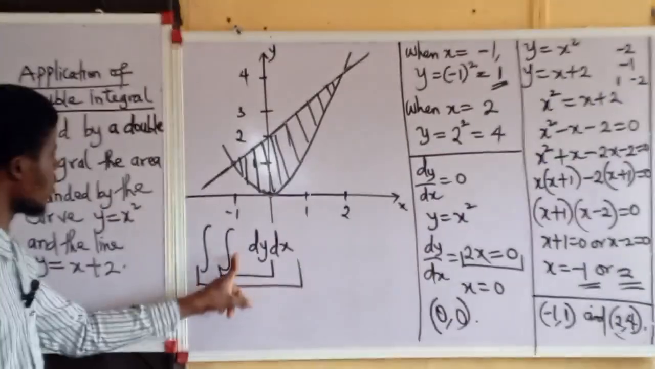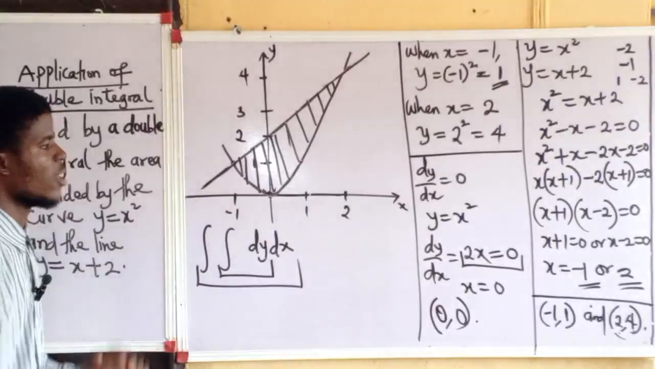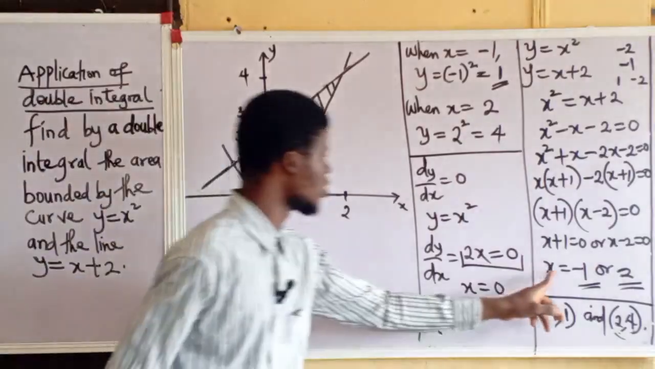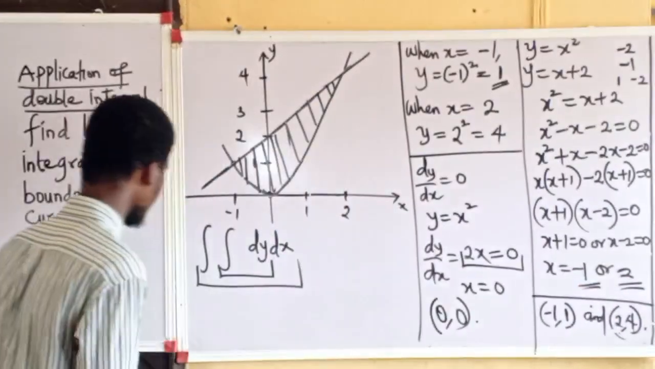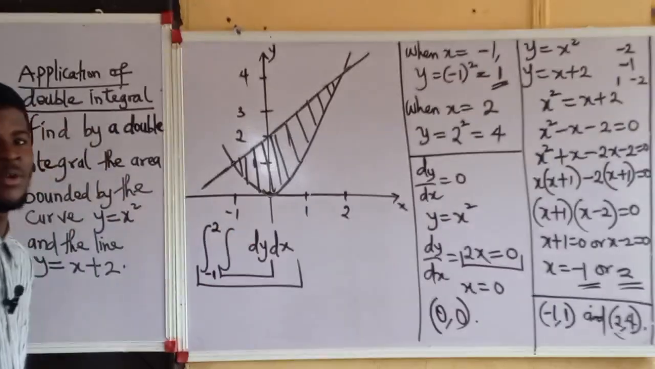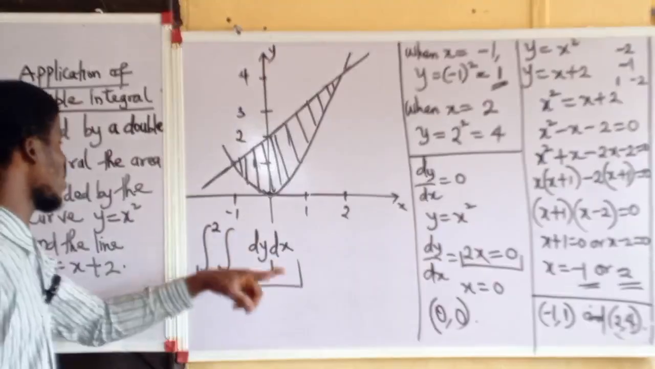Now, what is y1? What is y2? What is x1? What is x2? Remember, in our calculation, still on the board, we got x equal to -1 or what? 2. -1, 2. Those are the limits for x, the lower limit and the upper limit. So what is the limit for y now?